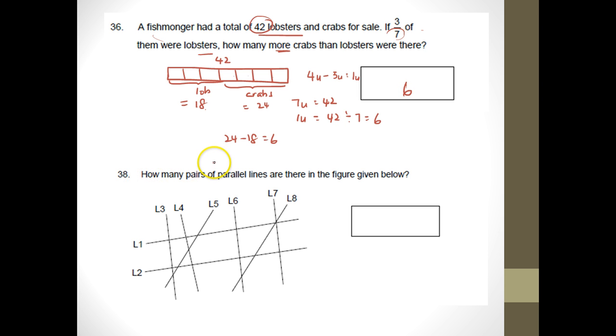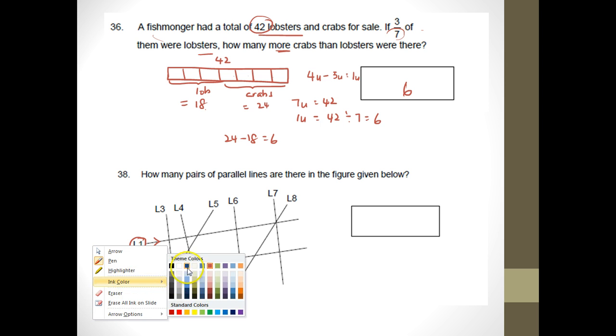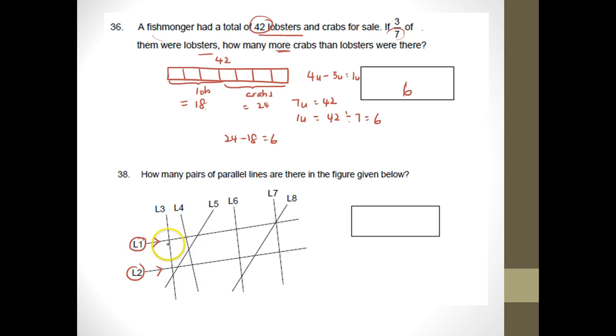Question 37. Okay, you need to draw the angle such that angle CAB is 130. We will not show in this solution. Let's look at question 38. How many pairs of parallel lines are there in the figure below? Okay, so we know that L1 and L2 are parallel lines. We use a different color. Now let's look for other parallel lines.